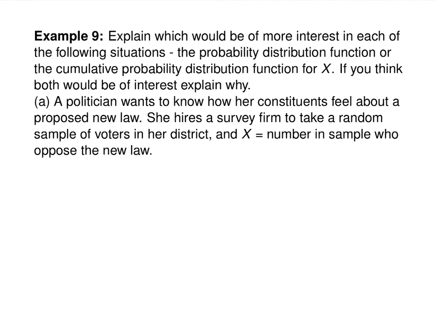So explain which would be of more interest in the following situation: the probability distribution function or the cumulative probability distribution function for x. If you think both would be of interest, explain why. So a politician wants to know how her constituents feel about a proposed new law, and she hires a survey firm to take a random sample of voters in her district, and x is the number of the sample who oppose the new law. So this person might make their decision to oppose or support this law based on how they feel. So if she's going to support this law, less than a majority have to oppose it. So in this case, that's a cumulative.